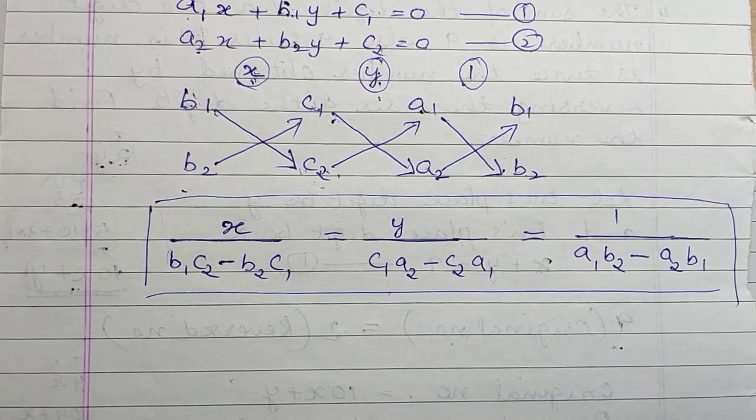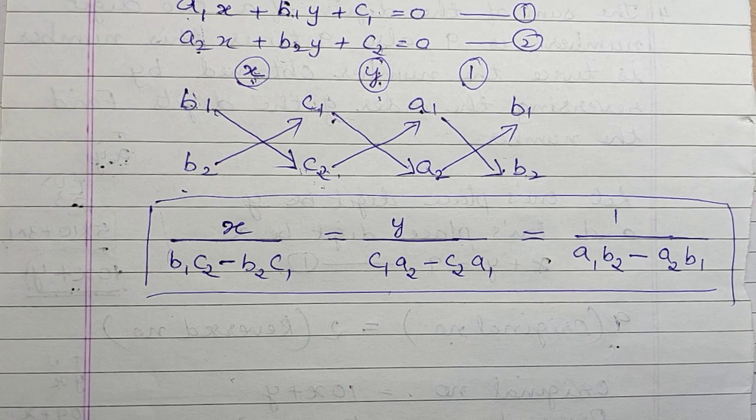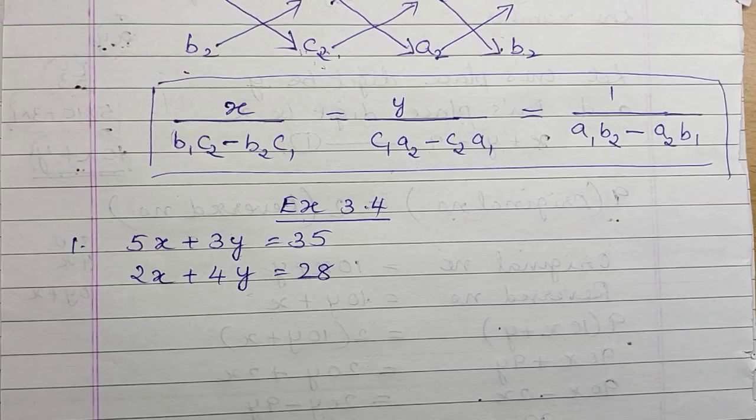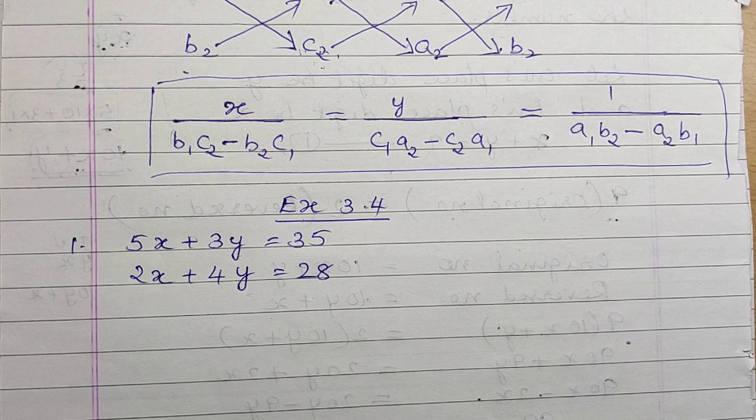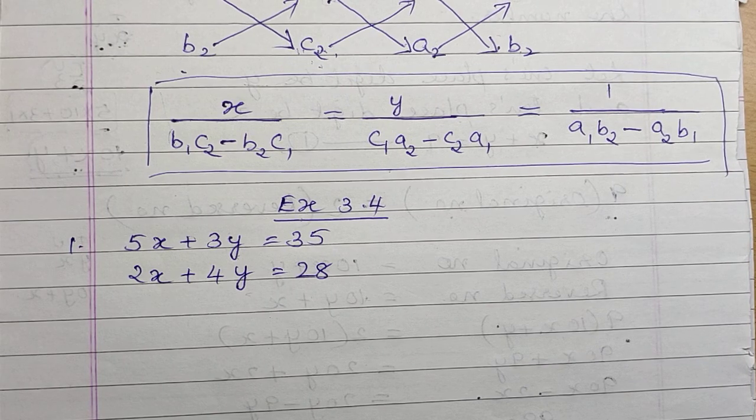Now I will show you one sum so that you will understand properly. You can do the sums. Exercise 3.4, use the cross multiplication method and find the solution. Hope you are remembering the other two methods, substitution method and elimination method. When you practice the sums, practice this same sum using all three methods. And don't forget the conditions also: unique solution, infinite solution, no solution. That condition also you have to remember.